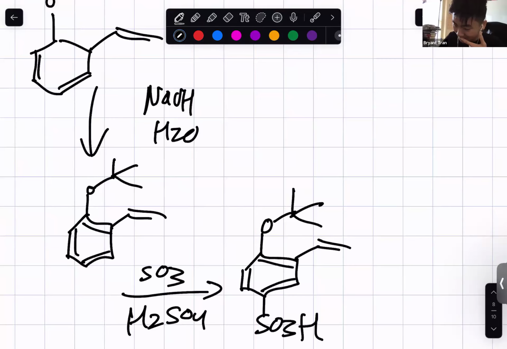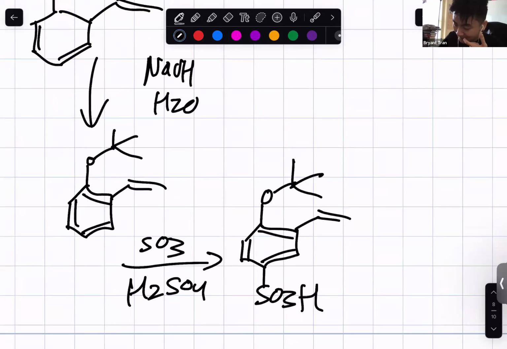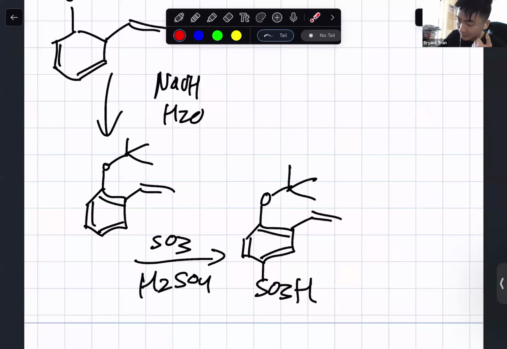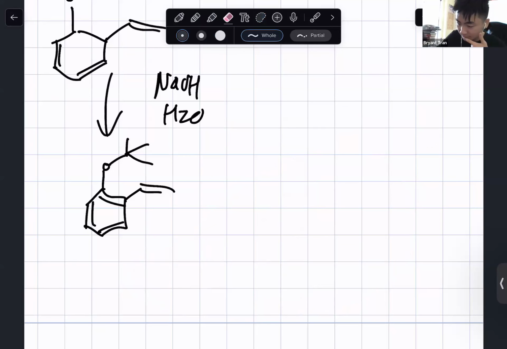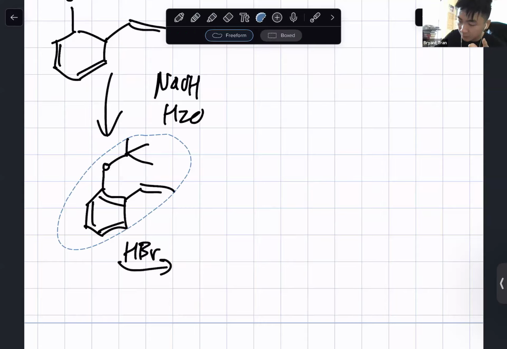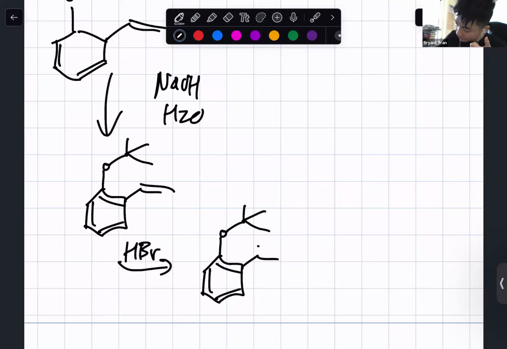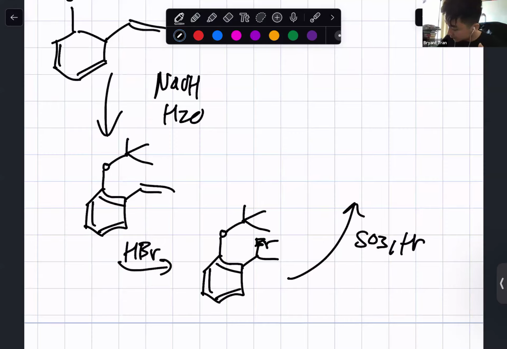But what we can do here is protect the alkene. Let's protect the alkene first before we do that, so the alkene is not protonated by the acid. We can protect the alkene by doing, let's say, HBr, and that would put bromine on the Markovnikov position. And we could get the alkene back by doing LDA. And then when we do SO3, H2SO4, we're going to protect the para position with SO3H.